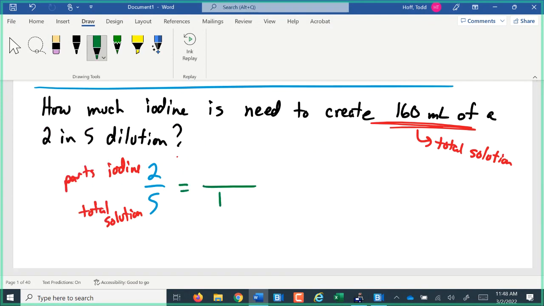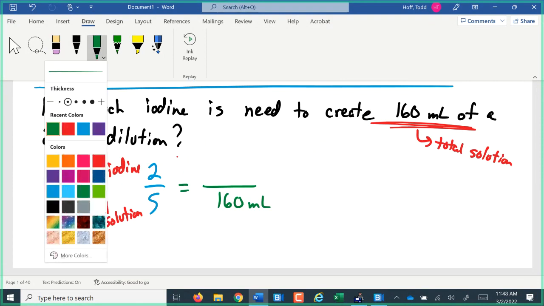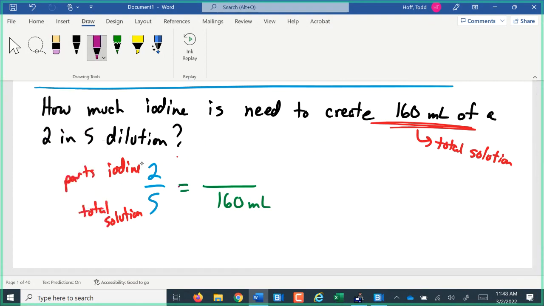That means that 160 milliliters will go on bottom of our proportion with the 5 because both of those represent the total solution. And now we can simply cross multiply and divide. 2 times 160 divided by 5 gives us, what is that? That's 64 milliliters. So it would require 64 milliliters to be mixed into that solution to create a 2 in 5 dilution of iodine in water.